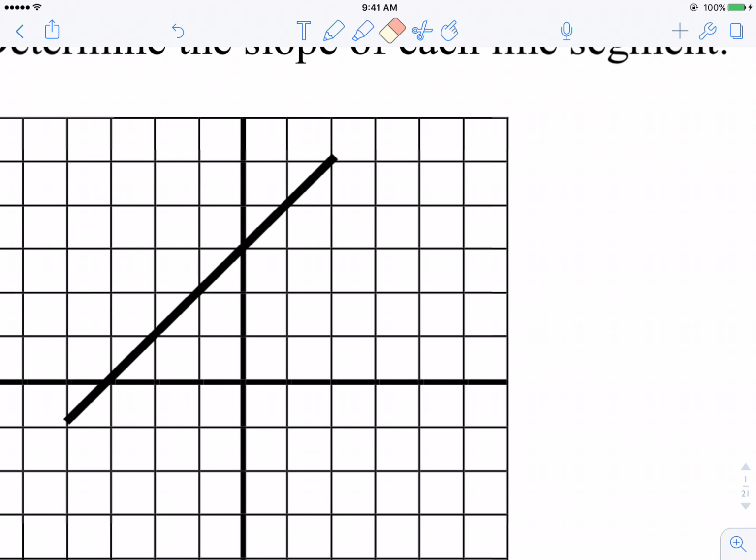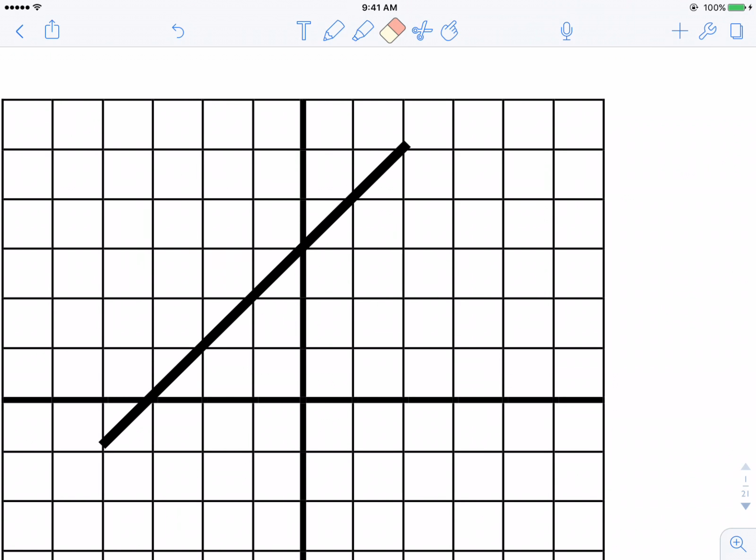Determine the slope of each line segment. So my first step is to choose 2 points on the line. Well, we have many, many points that are perfect or nice points on this line. Here, here, here, here, here, here, and well, we don't know where that extends. So we have about 6 different points that we could choose, and they're all good points to choose.